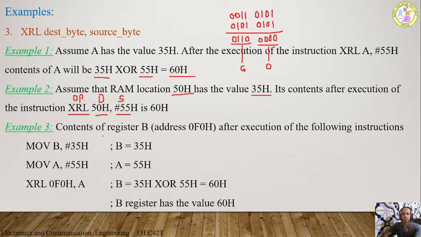Similarly, for example 3, we have taken the register B. The data 35 has been stored in register B and 55 is stored in register A, and we have used the address of register B, that is nothing but F0, XRL F0, A.